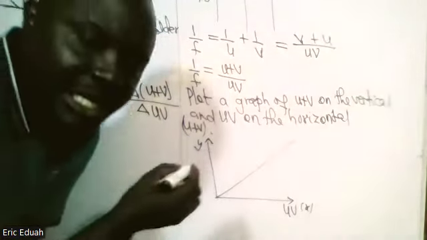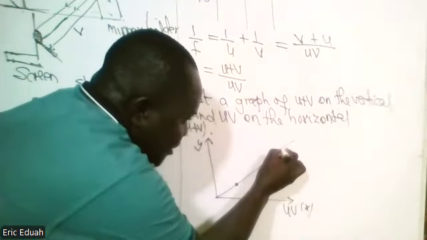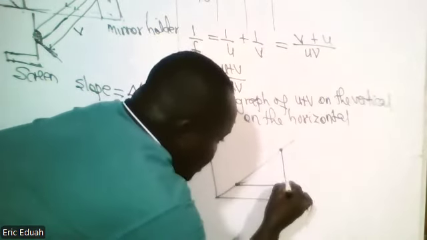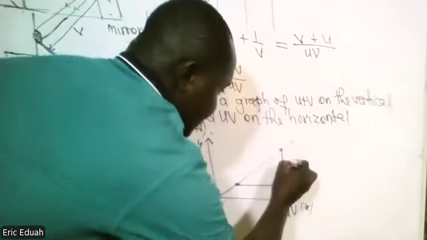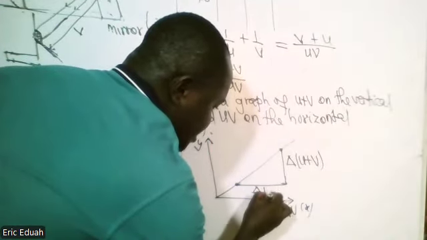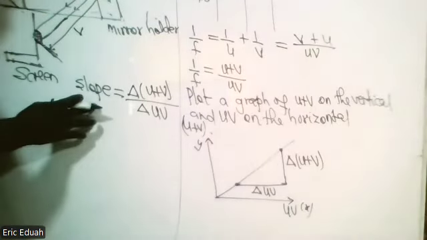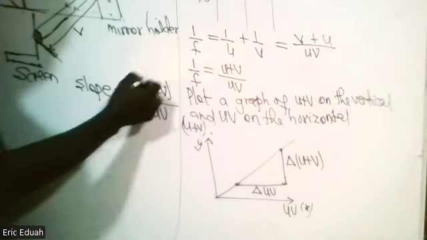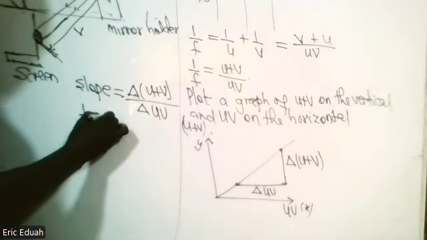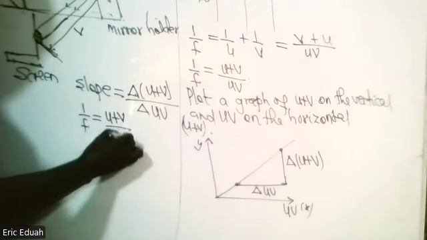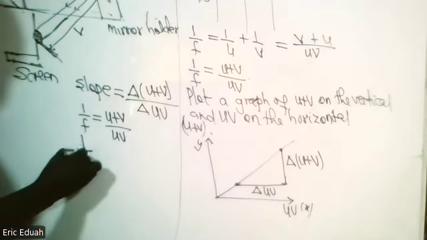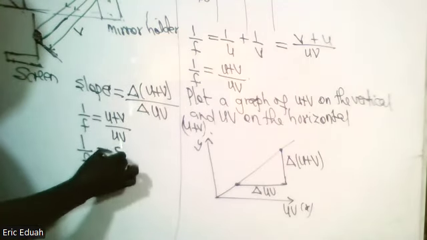So all that has to be done here is that you pick 2 points on the graph, find the change in the vertical, which is U plus V, against the change in the horizontal, which is U times V. So that will be the slope. Now compare this to the equation where we have one on F is equal to U plus V over U times V. When you compare, you could even say that one on F must be equal to the slope.